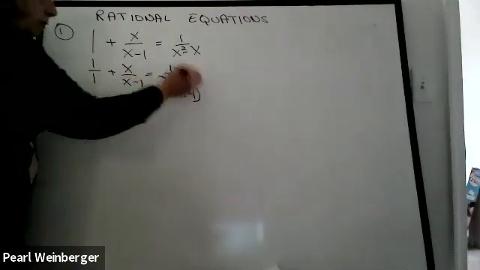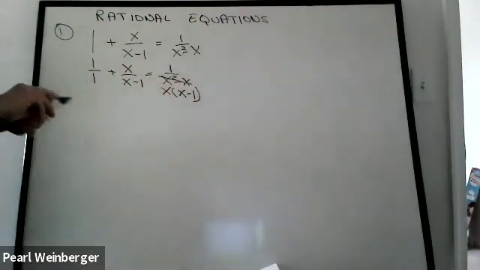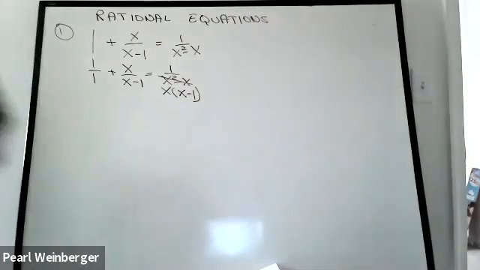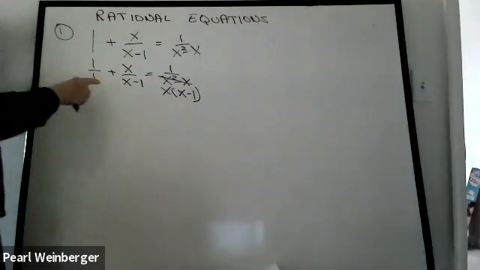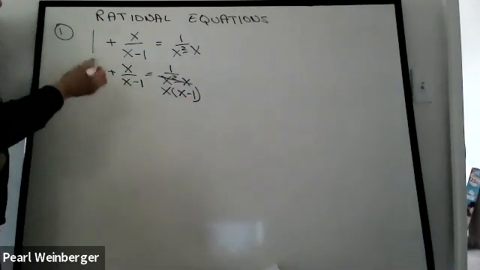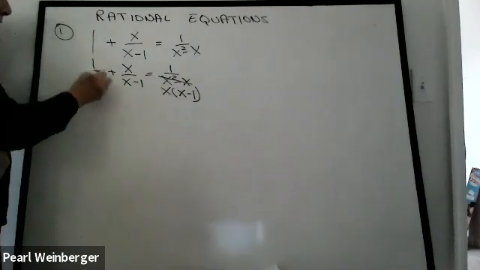Okay. And if you recall the method that we used in finding the common denominator, we start on the left side with the first fraction. Obviously, its denominator is 1.